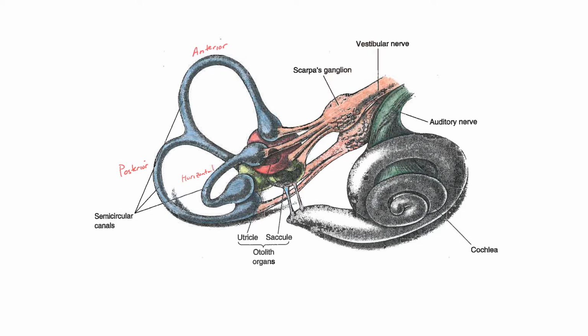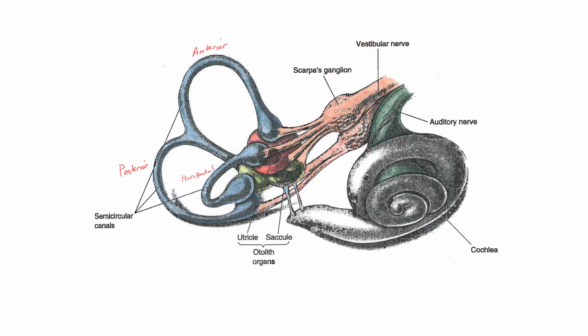Then we will see three semicircular canals. There is an anterior, a posterior, and a horizontal semicircular canal. These three canals are set up in the X, Y, and Z planes of the body.